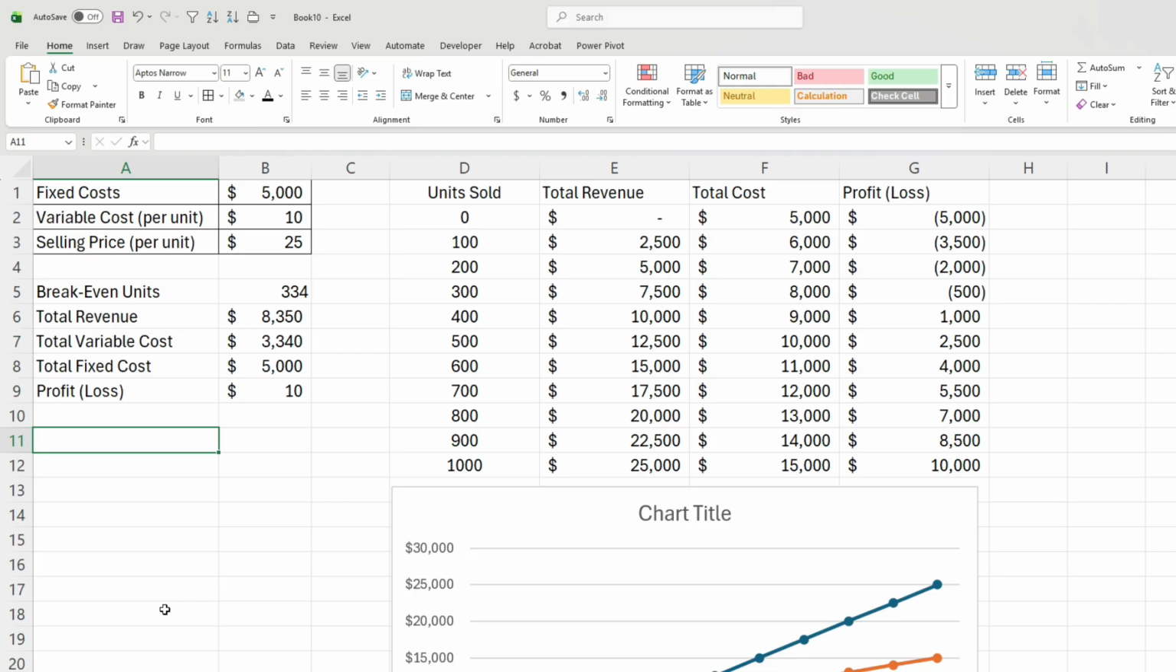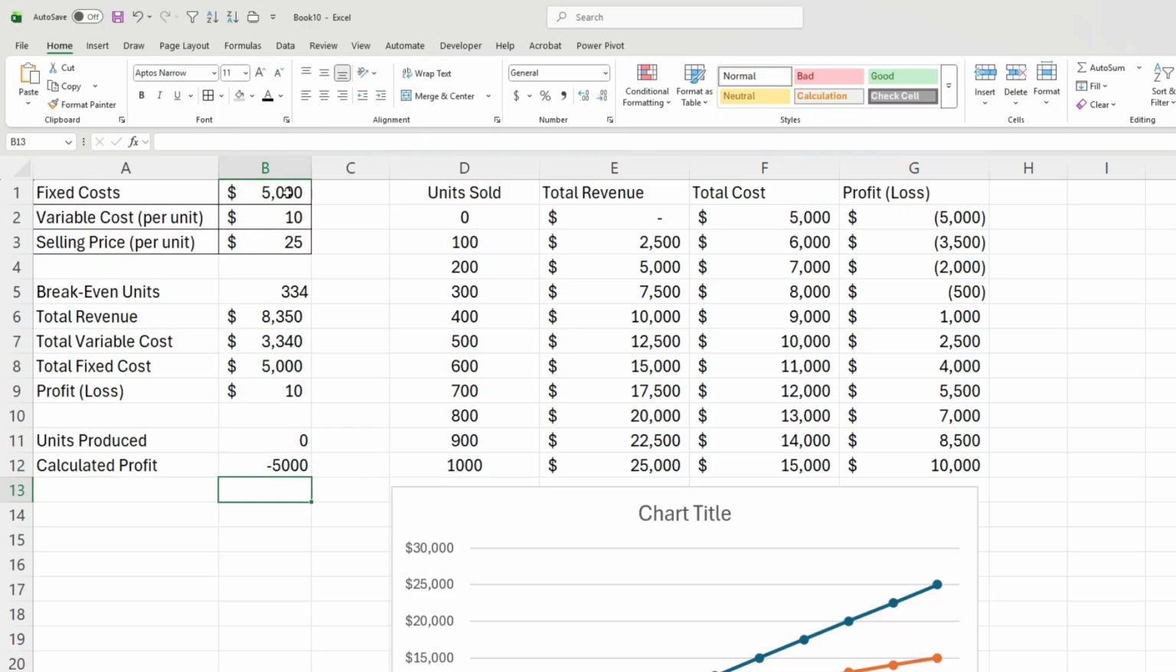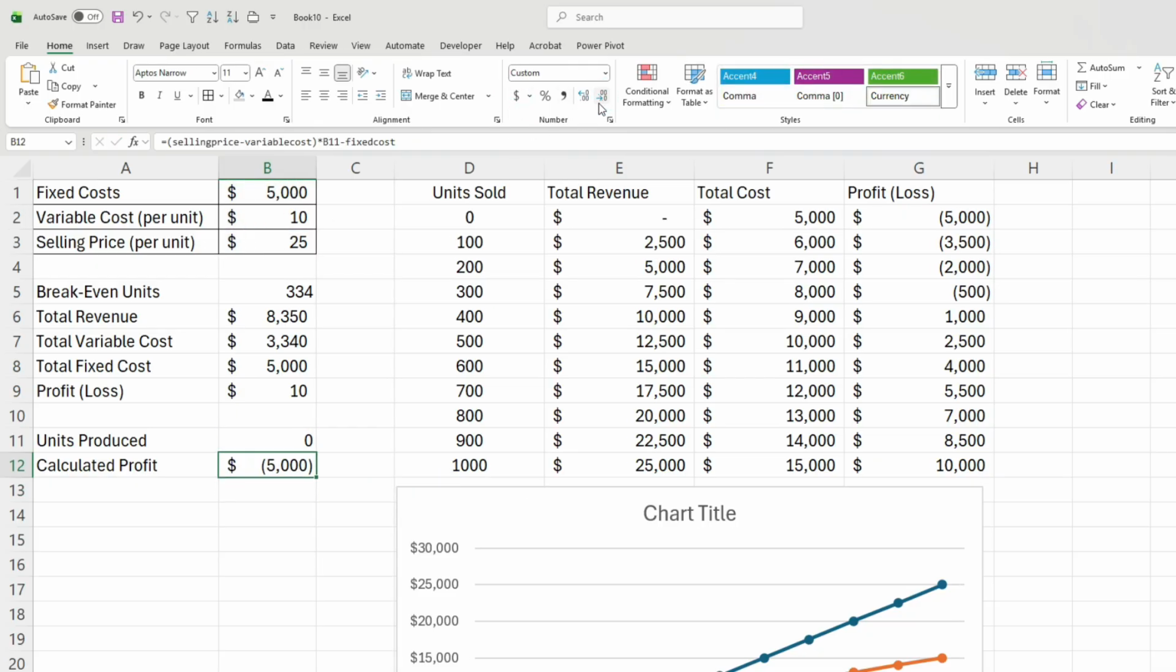And so what I'm going to do is create a few extra fields here, one for units produced and another for calculated profit. And these are the ones that I'm going to use in my Goal Seek calculation. So here, units produced, I'm just going to leave it at 0 for now, and calculated profit is going to be the same as this profit that I had here, except I'm going to reference this units produced. So I'll take my contribution margin, which is sales price minus variable cost, multiply that by the units produced less the fixed costs. So right now I'm at minus 5,000 just because obviously I'm not producing anything.